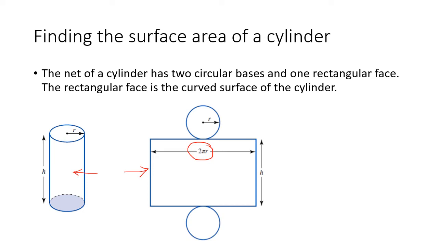So what this means when we're thinking about area, well, we've just got to apply our area formulae. The area of a circle is just going to be pi r squared. Now we've got one of these at the other end as well, so we're going to have pi r squared at the other end. And in the rectangle here, the area of a rectangle is just the base times the height, so it's going to be 2 pi r h. So these are the areas of the three different parts, so we can then just add those together to get our total surface area.